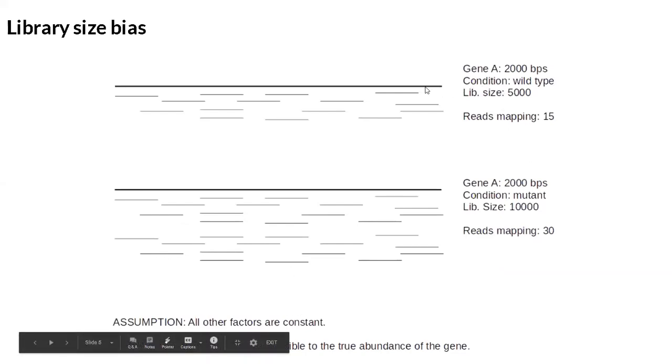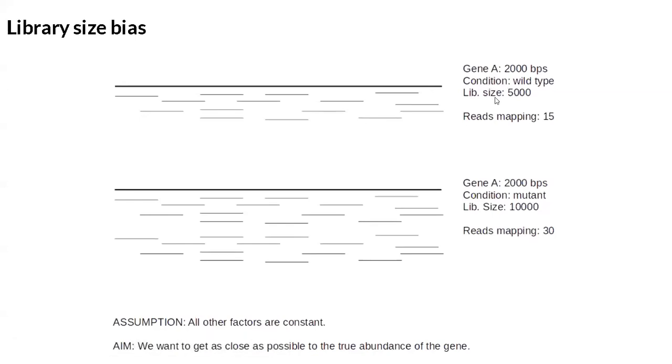Now in the first condition, wild type, the library size or the sequencing depth was 5,000. So there are 5,000 total reads that you had gotten from the sample sequencing. And let's say you get 15 reads mapping to the locus of gene A. Now there is another condition, mutant. Again, the gene length would be the same because it's the same gene. Now the library size, let's say, is 10,000, and you see that the number of reads mapping to gene A is 30.